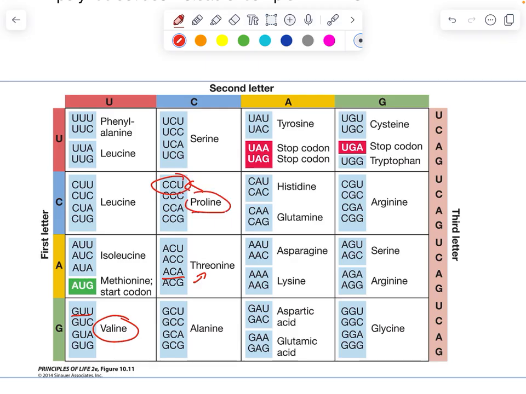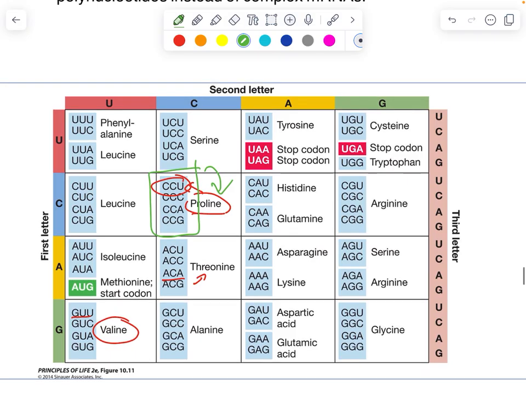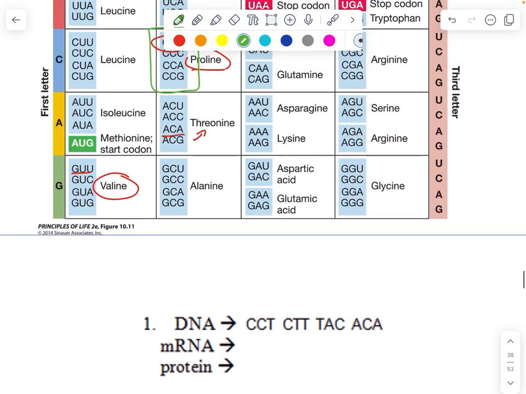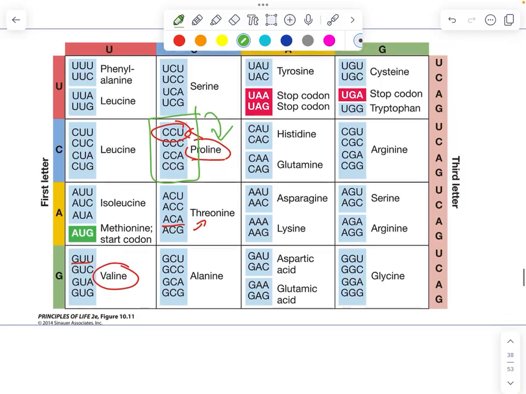Sometimes there are numerous codons that encode for the same amino acid, but still 1-to-1. It's never like one codon can encode for multiple different amino acids. That would be ambiguous. And so let's practice this. All right. Let's practice this right now.